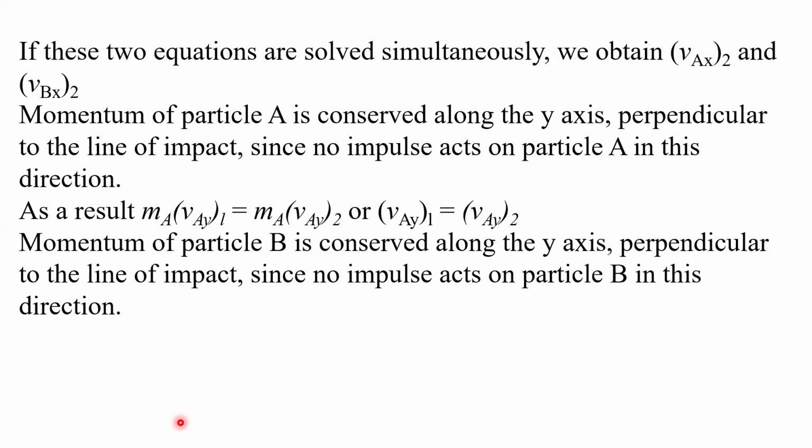Momentum of particle B is conserved along the y-axis perpendicular to the line of impact, since no impulse acts on particle B in this direction as well. So consequently, VBY1 is equal to VBY2. This is the end of part C, and then the end of lecture 5, principles of impulse and momentum.